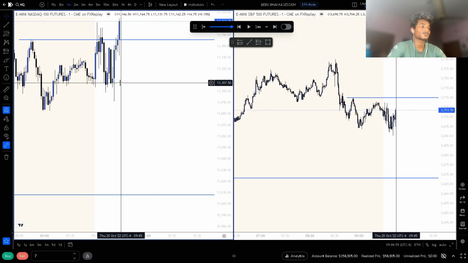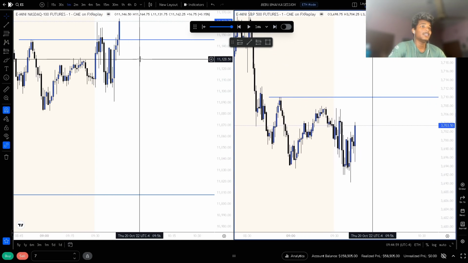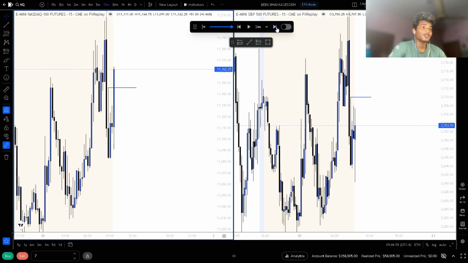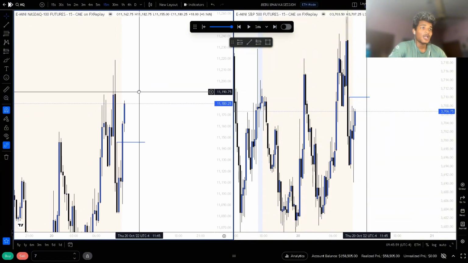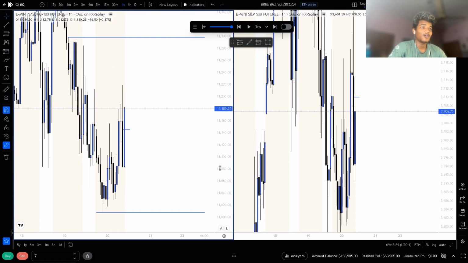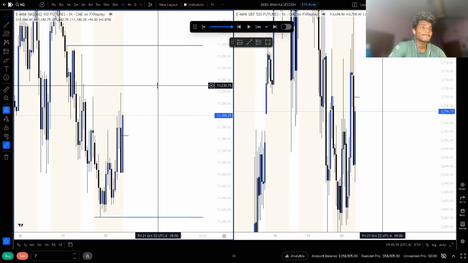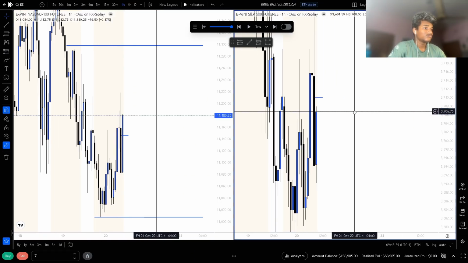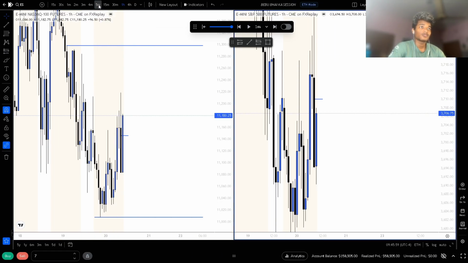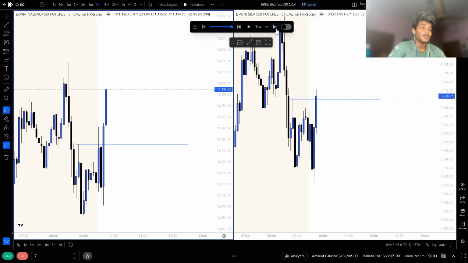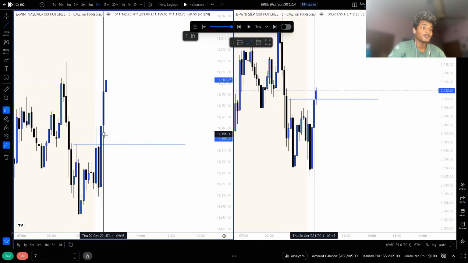No. And by that we reswept the high and we inversed it also. And I think now we are going for the highs, the unmitigated 4 hour gap. So if market retraces into any of the 5 minute gaps that are going to be generated, yeah, if market retraces into this gap, I will take longs.